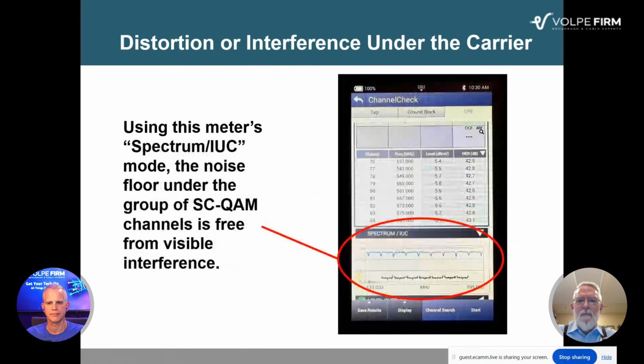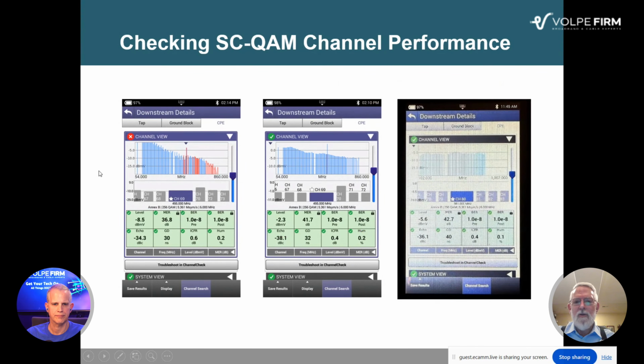All right, here's a screenshot from my drop about a week ago. I just used my phone and snapped a screenshot off of a Viavi One Expert and looked at a group of SC-QAM channels in the downstream. And here you can see the haystacks up here on this part, and here you can see what they call the spectrum/IUC display, ingress under the carrier or under the channel. And there you can see things look good. There's no indication of LTE ingress or other ingress in my drop, which is the way it should be. Great feature.